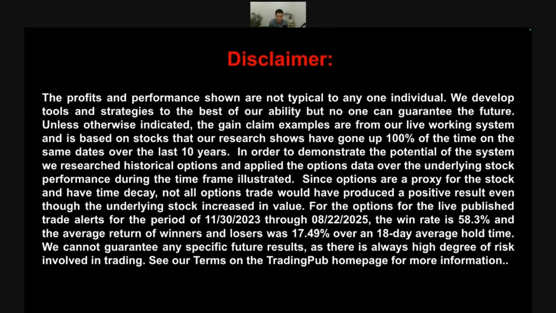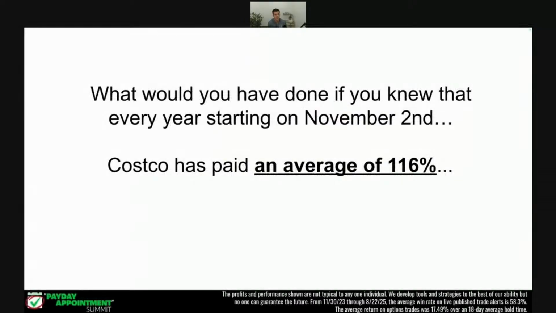In fact, we're averaging 17% per trade. That's winners and losers averaged out, on about an 18-day average hold time. And we've been doing this for about 2 years now publicly. Again, since that April bottom, we're up about 1,200%. That's 1,200% total gains here with these seasonal picks.